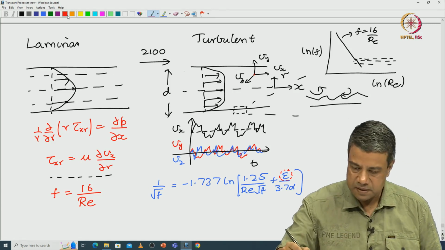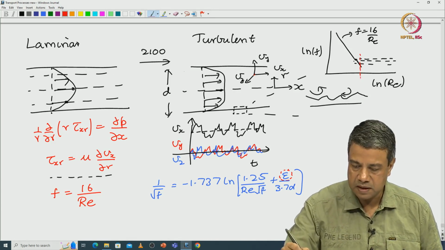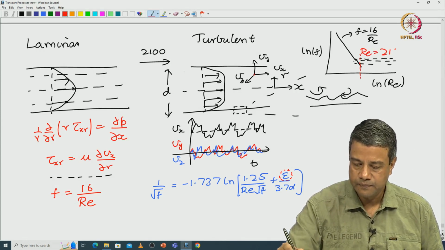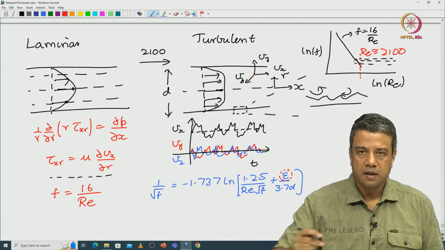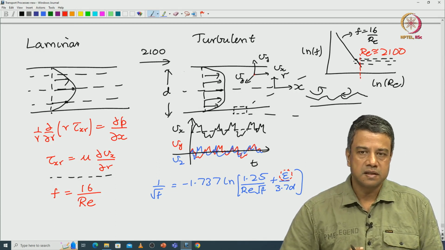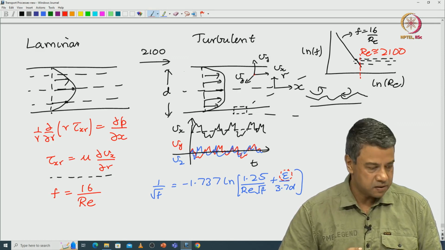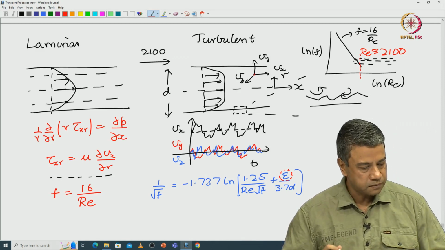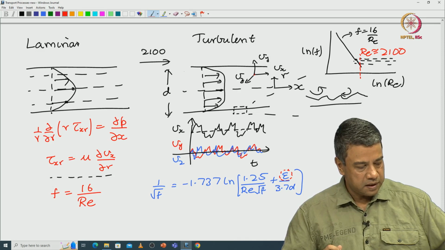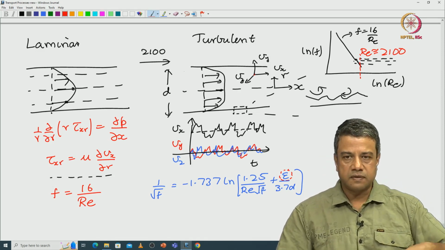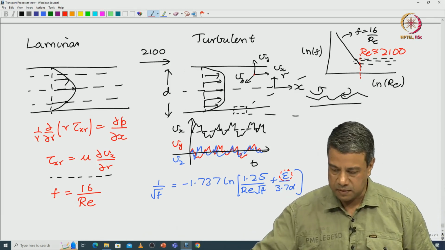This transition takes place at a Reynolds number of approximately 2100. And I should emphasize that this is approximately 2100, and I will come back and explain why that is so. So, what is the reason for this transition to turbulence? What is the reason for a transition from a laminar to a turbulent flow?